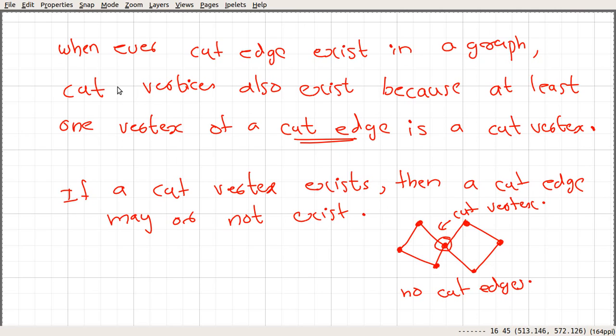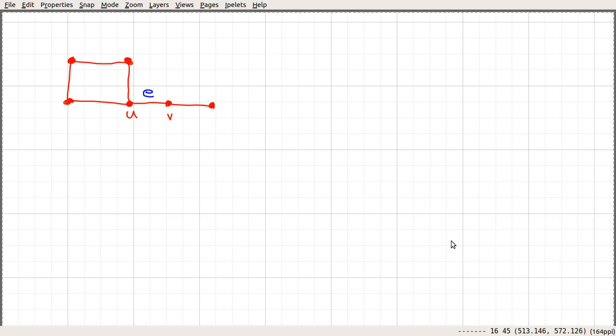So these two things say that whenever a cut edge exists, then definitely a cut vertex does exist, and that cut vertex is going to be at least one of the endpoints of that cut edge. Similarly, if a particular graph has a cut vertex, then the graph may or may not have a cut edge. One example is this particular thing. Now let's consider this particular graph G and this edge E which connects U and V.